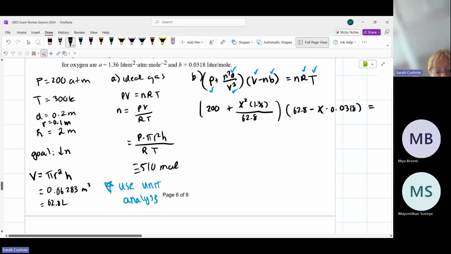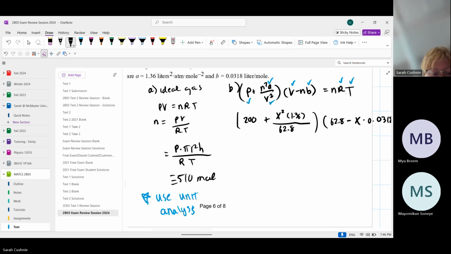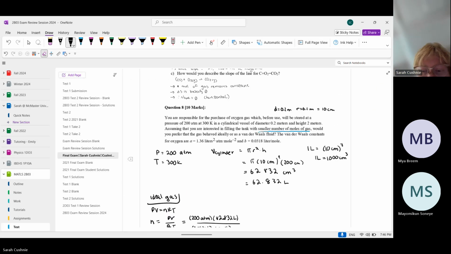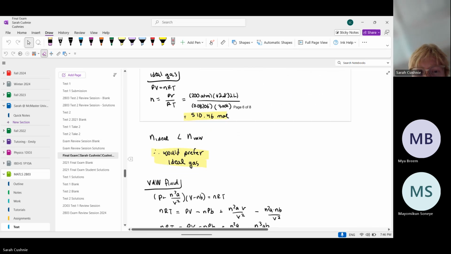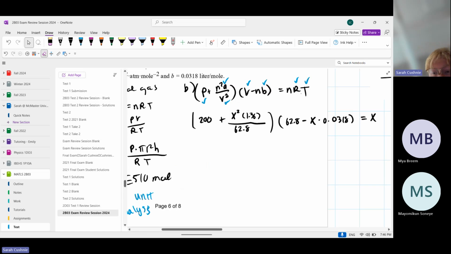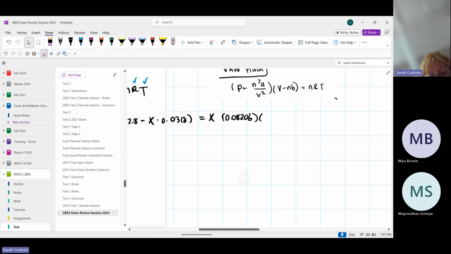0.0318. And this is all equal to x times, oh frick, what's our R value? I never remember what R is if it's not 8.314. 0.08206. 0.08206 times the temperature, which is 300 K.